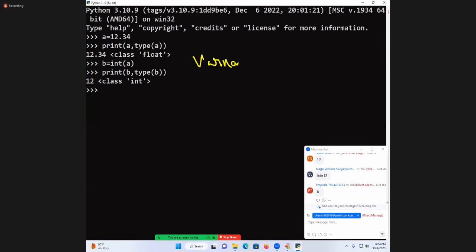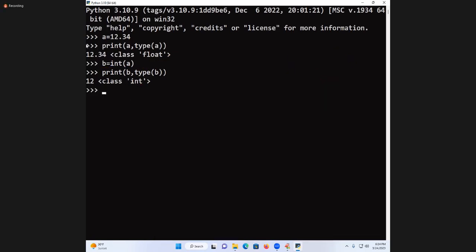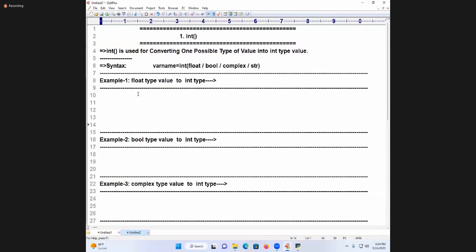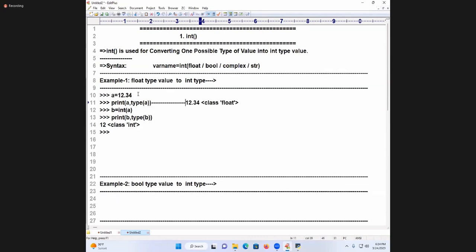Variable name is equal to int of 12.34. Is the 12 converted into integer or not? This integer is what type? B is a variable name of int type. Getting my point? Right. Let us take this point. I'm going to take up the first example. See this carefully, int of A and converting like this.